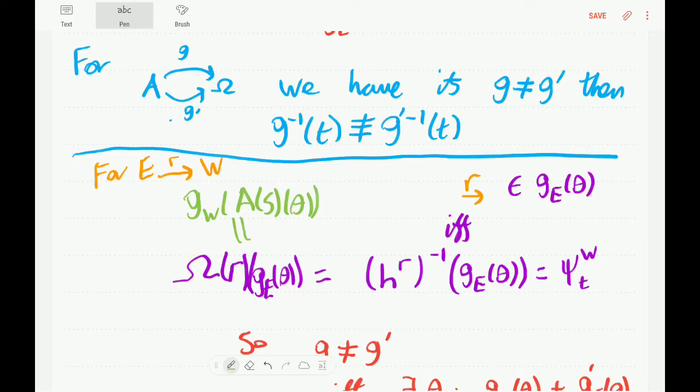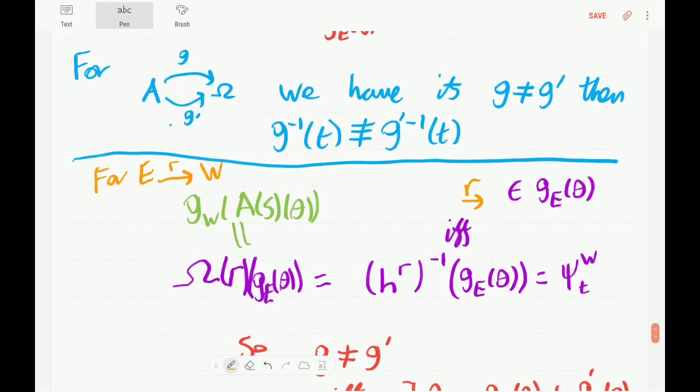Here, theta is an E-type element of A, and we're thinking of GE of theta as a sub-object of hom E comma blank. Anyway, R underarrow is going to be in G of E of theta if and only if the pullback of G of E of theta along H of R is equal to this maximal subobject of hom W. So this is just the identity arrow of hom W comma blank.